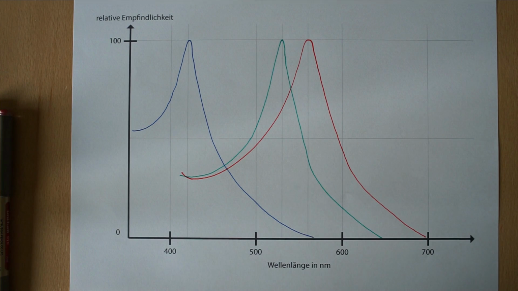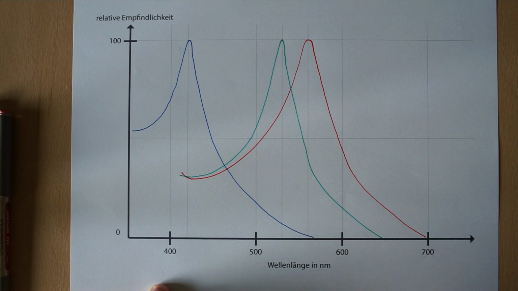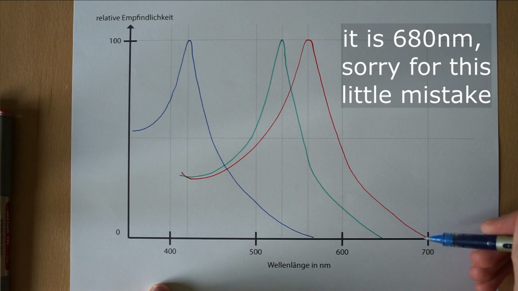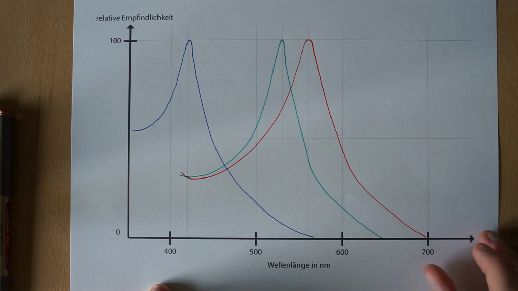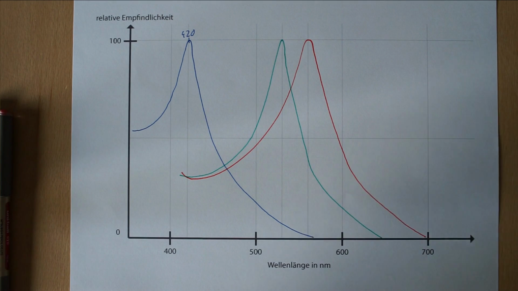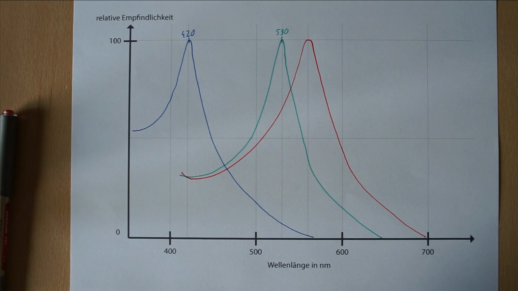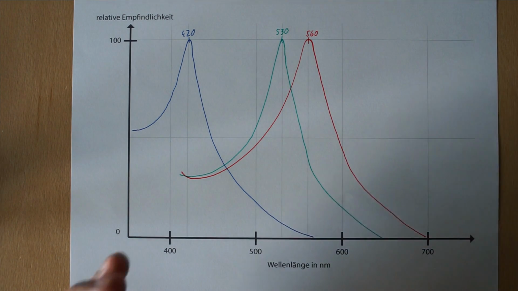In this graph we see the sensitivity of the cone cells. We have the sensitivity here and the wavelengths in nanometers here. The visible light ranges from about 380 nanometers to around 600 nanometers. And I already drew in the different curves. They are not terribly exact, but good enough for our purpose. First of all, we have the so-called S cone, and that peaks at about 420 nanometers, and therefore in the blue area. Then we have the M cone that peaks at about 530 nanometers, and therefore in the green area. And last but not least, the L cone that peaks at around 560 nanometers, and therefore in the yellowish area.